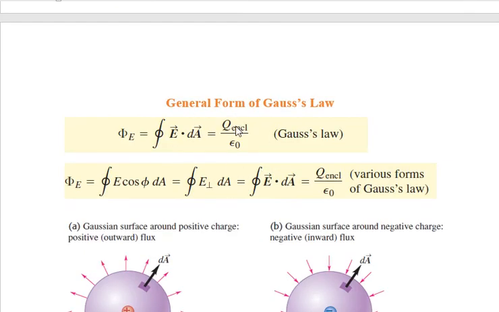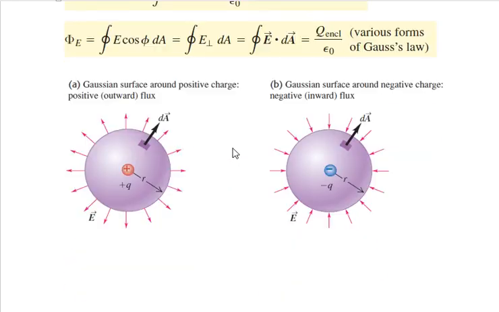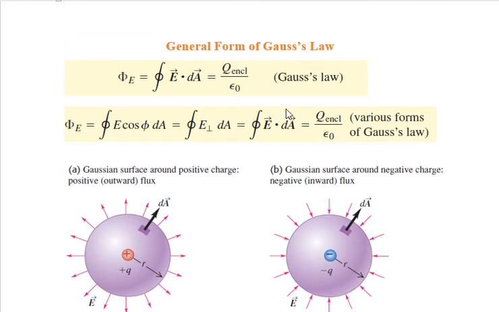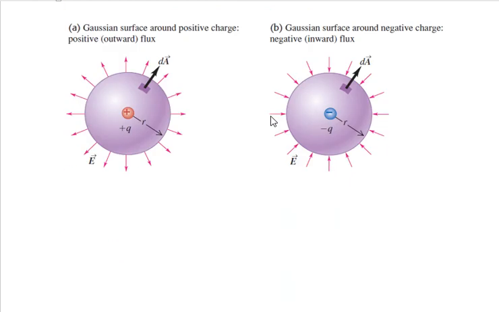Just use this Q enclosed over epsilon sub zero. Take note that epsilon sub zero here, or tinatawag natin to siya as permittivity, depends on what material we have used in finding the electric flux of a certain charge. Okay? So I think that's all.